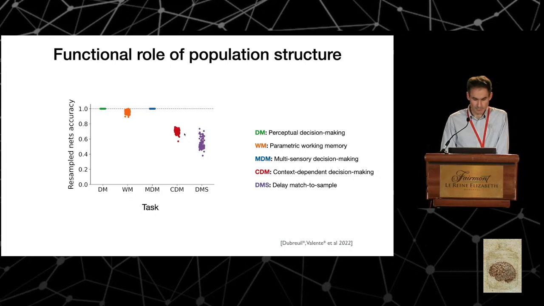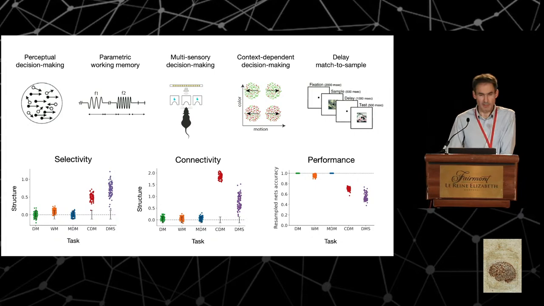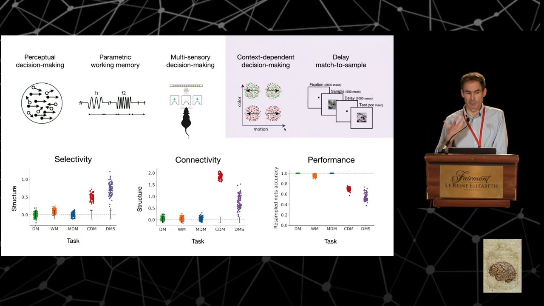Okay, so at this point, let me put everything together and make an interim summary. We train RNNs on a range of tasks, and then we analyze these RNNs. What we found is that for two of the tasks, networks show structure beyond the Gaussian in both selectivity and connectivity. And scrambling this structure, reshuffling this structure, strongly reduced the performance in these two tasks, but not the other tasks. So this suggests that there's something special about these two tasks. They seem to require an additional amount of structure. So what is special about those tasks?